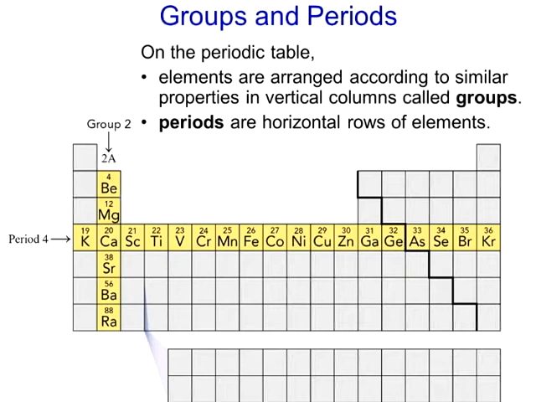Periods are the horizontal rows. The periods are arranged in increasing atomic number, increasing atomic mass, increasing number of electrons in its atomic structure. And there's 7 periods on the periodic table. So, on the periodic table, let's recap. We have 18 groups with elements in those groups having similar properties. We have periods, which are the rows. We have 7 periods, and those are arranged according to increasing atomic number.